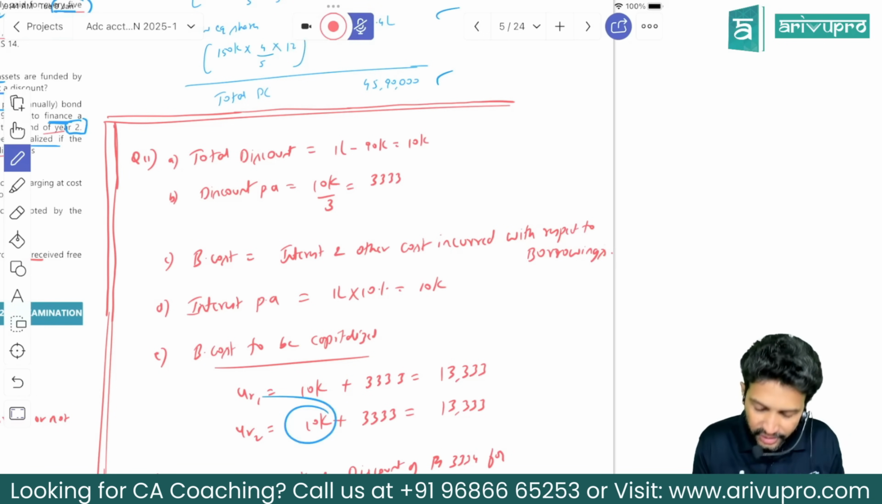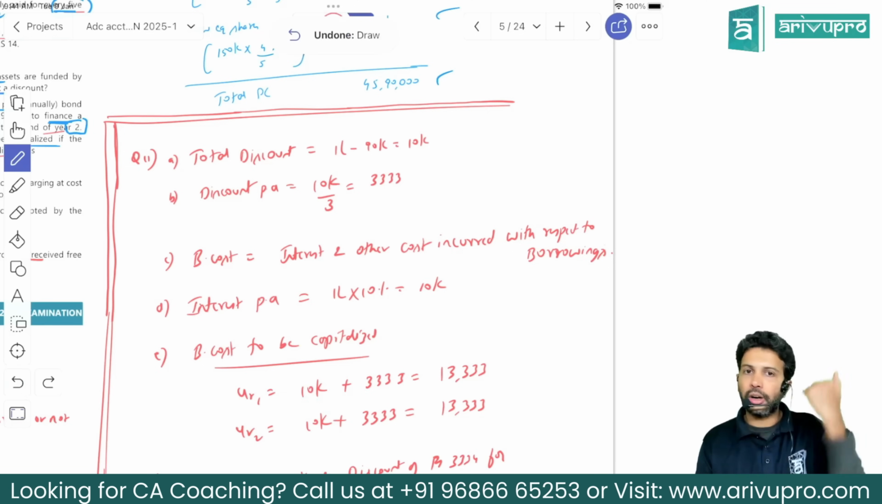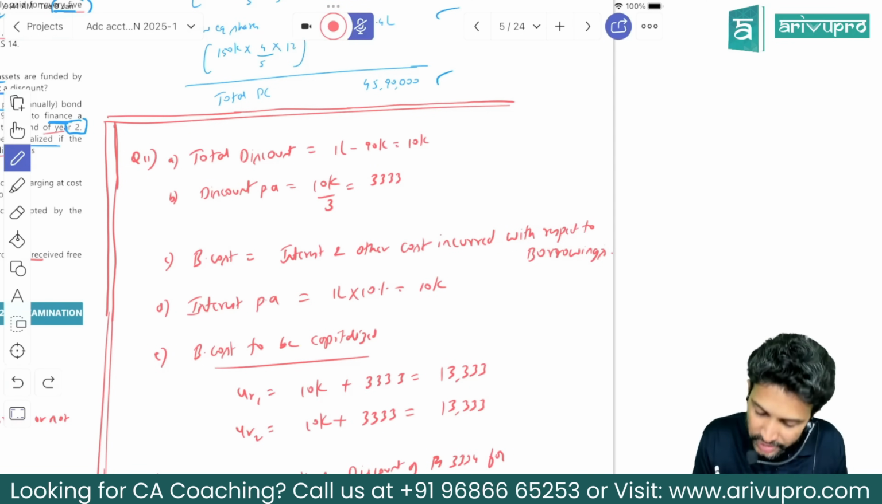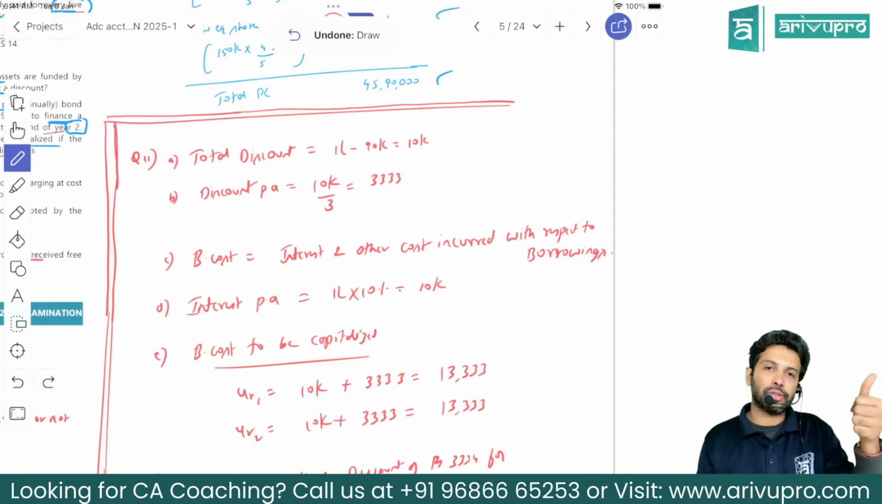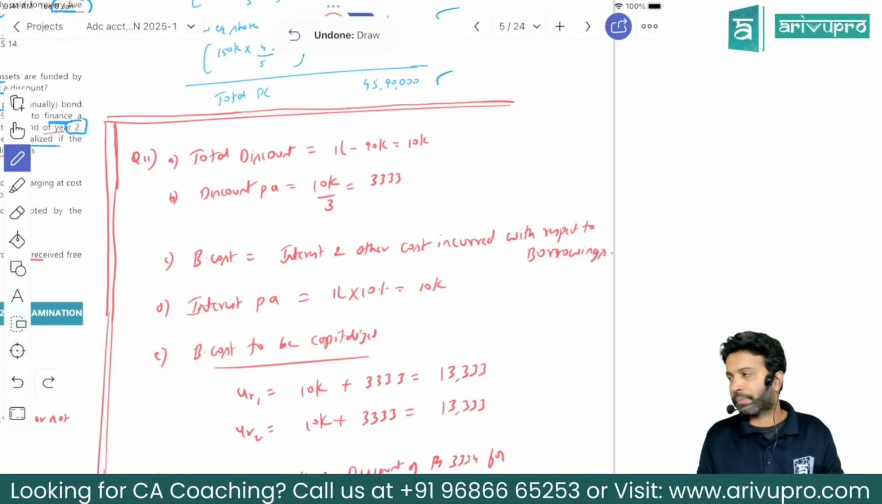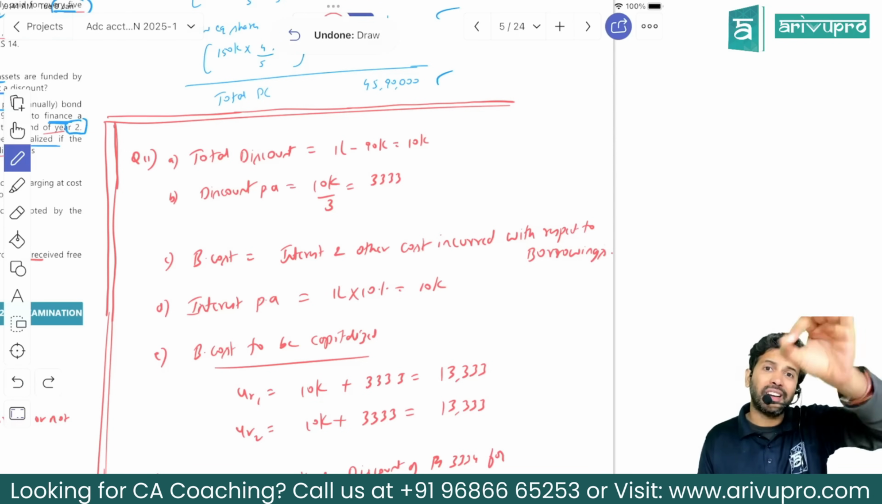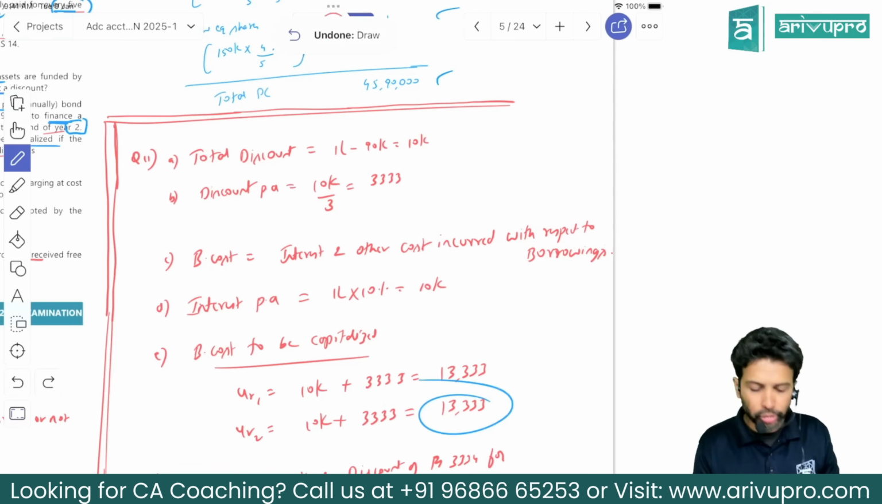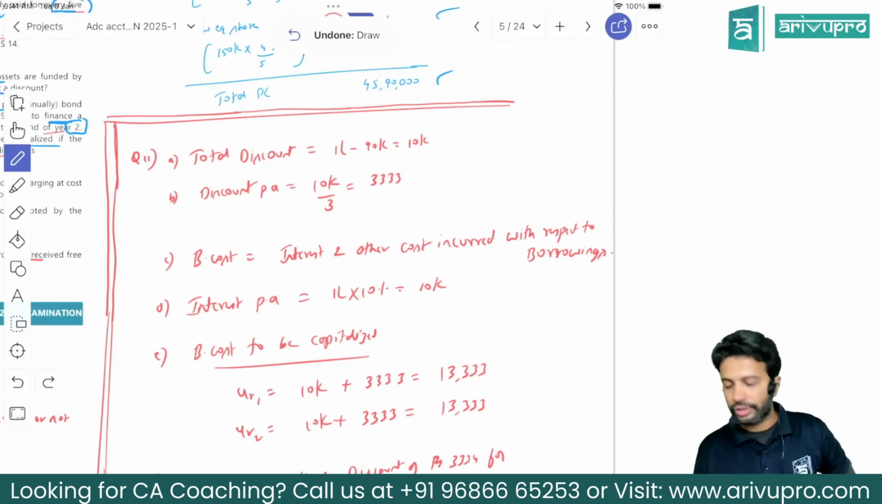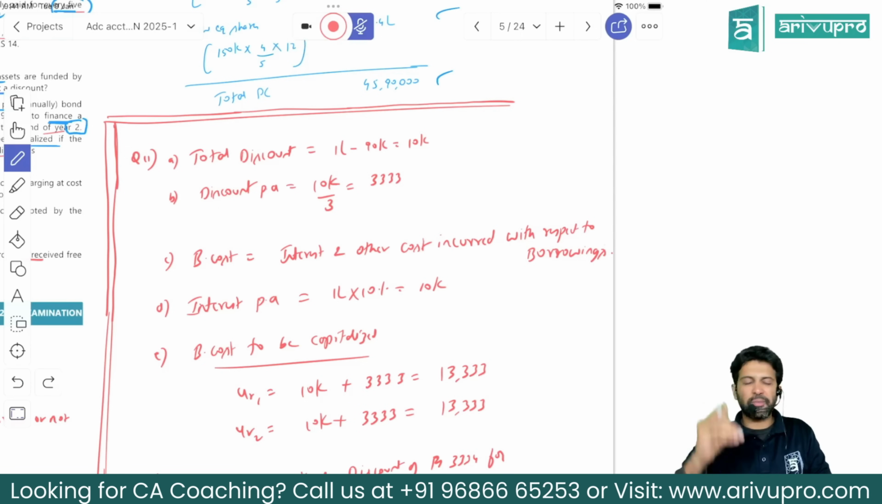Similarly, in the second year, how much is the interest on bond? Interest on bond is always calculated on face value. How much is face value? 1 lakh. And what is the interest rate on bonds? 10%. So the interest for second year also will be how much? 10,000. For second year also, how much is the discount? Every year up to 3 years, the discount is 3,333. So second year also you will capitalize how much? 10,000 or 13,333? 13,333. That is the concept from this particular question.